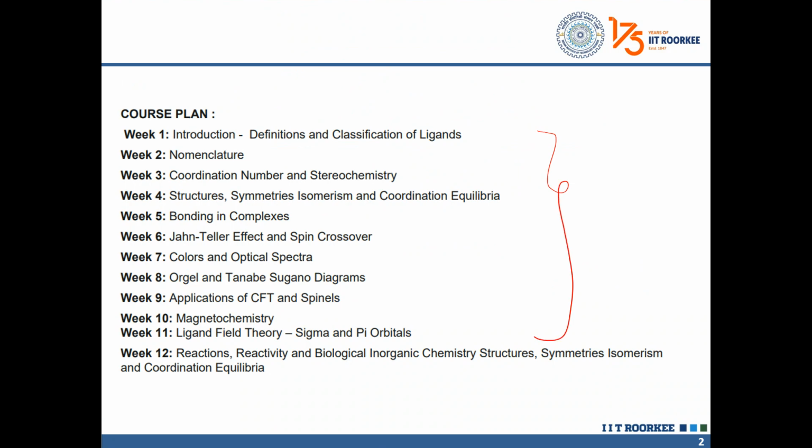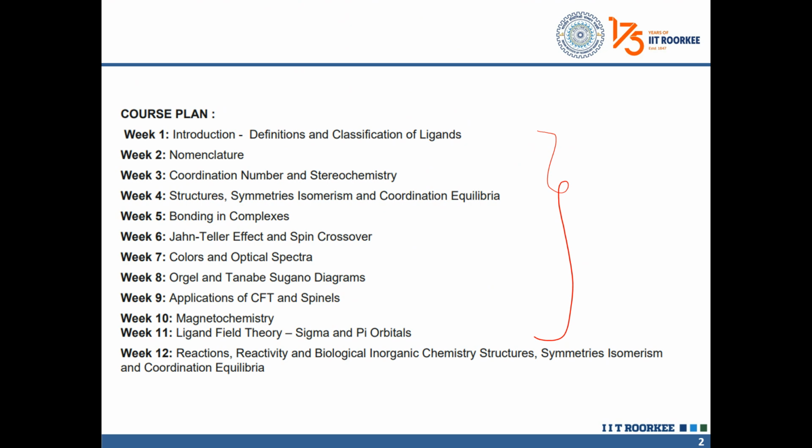In week one, we discussed the introduction part, that is definitions and classification of ligands, like monodentate, bidentate, tridentate, and tetradentate, and so on. In week two, we discussed the nomenclature. In week three, we talked about the coordination number and their stereochemistry. And week four, the structures of the coordination compounds, different geometries like octahedral, tetrahedral, trigonal prismatic, pentagonal bipyramidal, and some concepts about coordination equilibria, that is stability and formation constants.